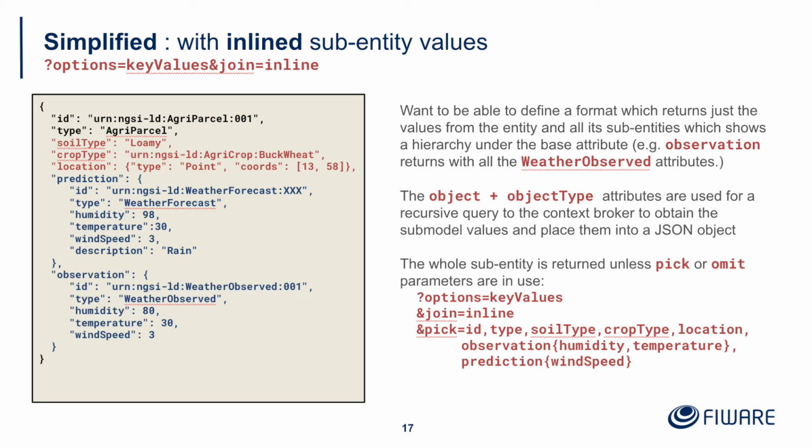By default, you'll get all the attributes back. But of course, you can use things like attrs or pick or omit to reduce the response to a much simpler format. So if you're only interested in humidity or temperature or wind speed or whatever, you just put curly brackets around the elements inside the linked entity just to get that attribute back.